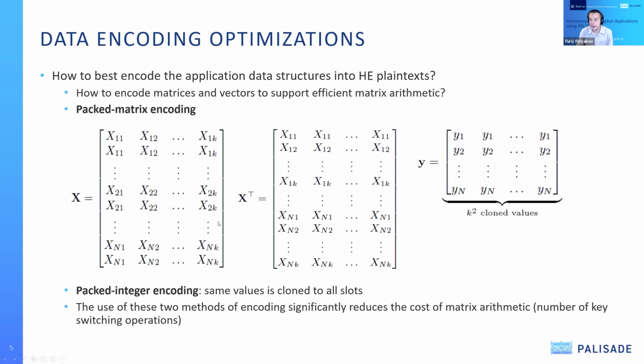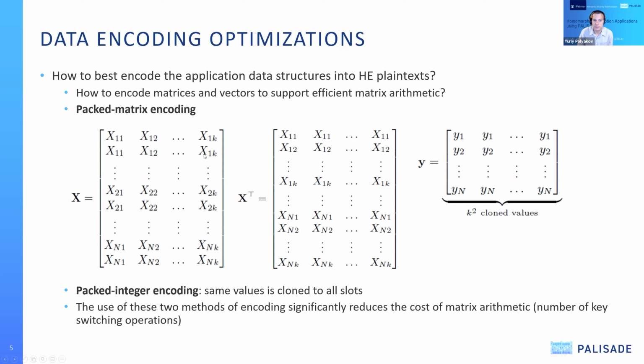So just as an example, in this particular work, we considered different formats. You can think of it as row-wise and column-wise ways of representing and packing matrices, where we introduce some cloning or replication of values to essentially support efficient matrix arithmetic, matrix products. And this was a very important part.